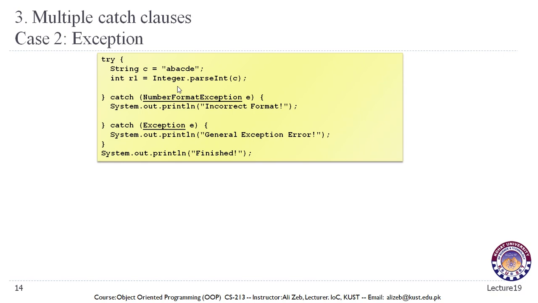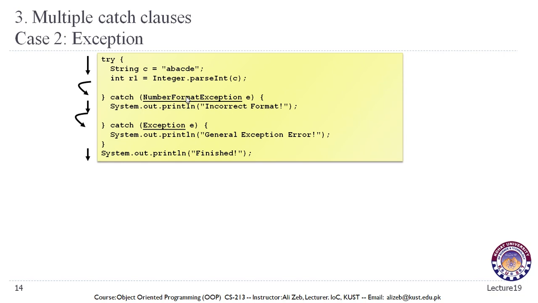ABACD cannot be an error. Now we can catch this error by a number format exception handler. Since apparently there is an error in this program, what should happen is that once we encounter the error, the code will go to the catch block.